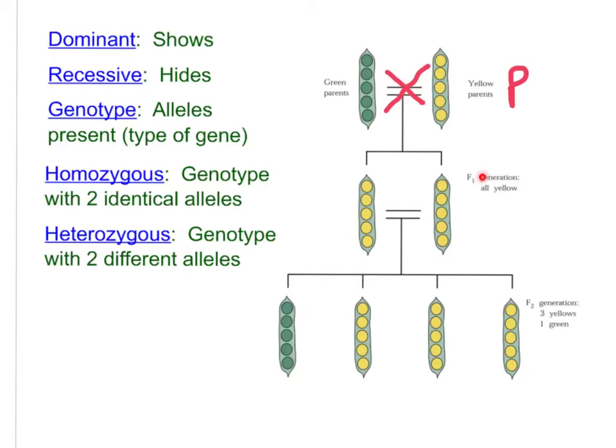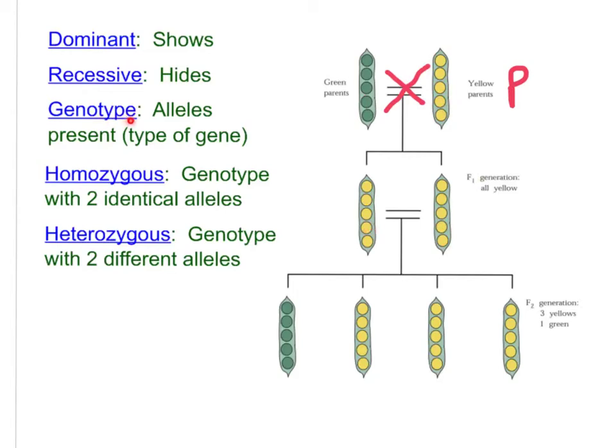They all turn out to be yellow. We know then that yellow is what we call dominant. It's the one that shows. The green is recessive. It hides. We know that both of these parents passed on, this one passed on a green allele and this one passed on a yellow allele, but they all look yellow. Their phenotypes are all yellow. So we know that even though the green allele is present in the genetic makeup, it must be recessive because it's hiding, and the yellow is dominant.